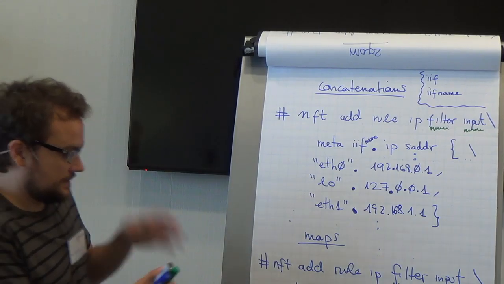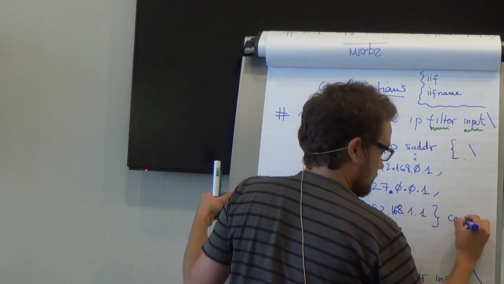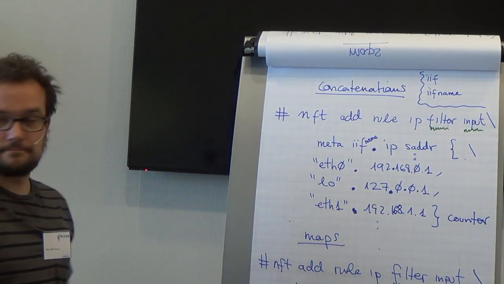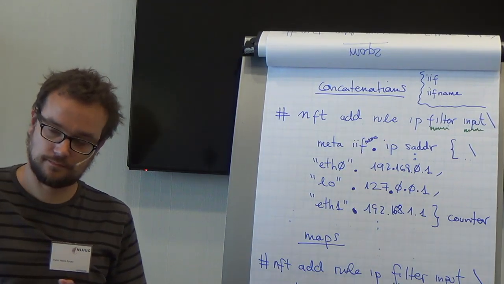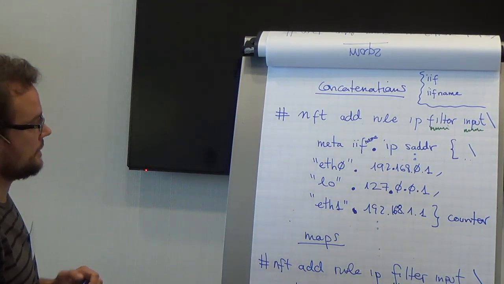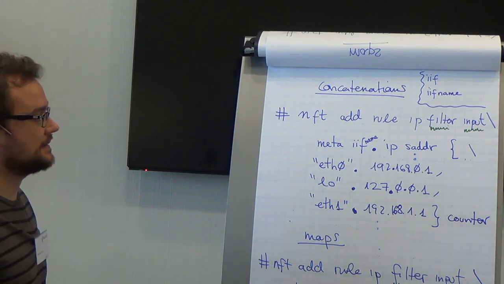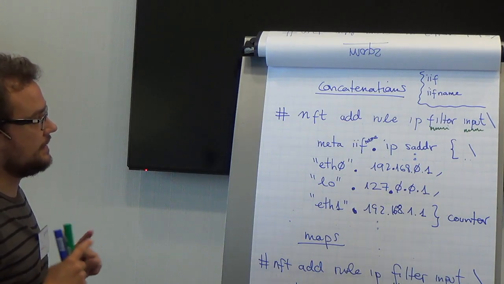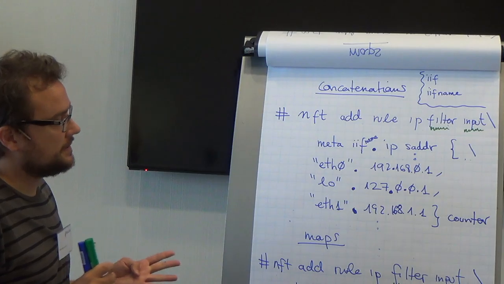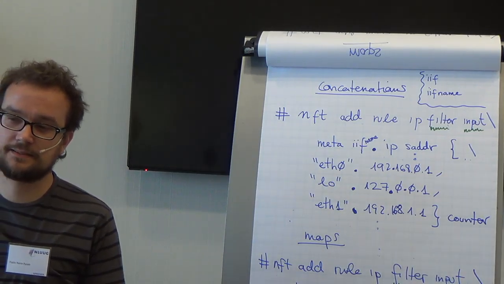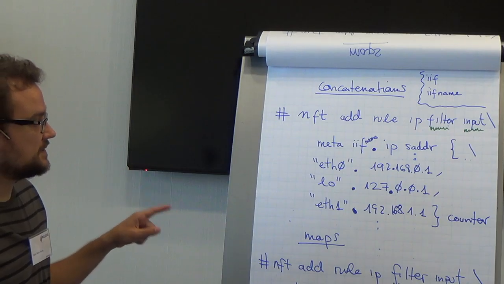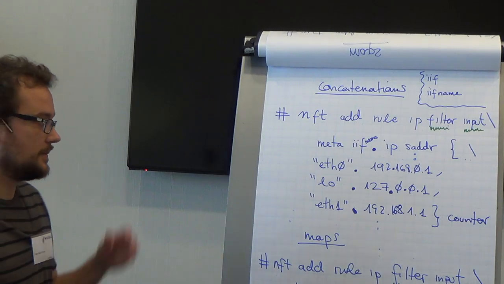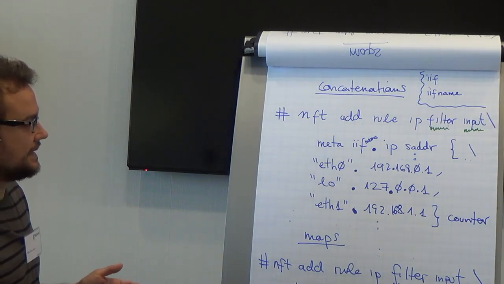Okay. Is this working for you? Let's just add a counter. I get an error: cannot use variable size data type string in concat expressions. Ah, that's right. That's something we have to fix. Yes, we have limitations, and the current limitation is that we can only use concatenation with fixed data types. If you use nft describe iifname, it will tell you a string, okay? But not a fixed data type.